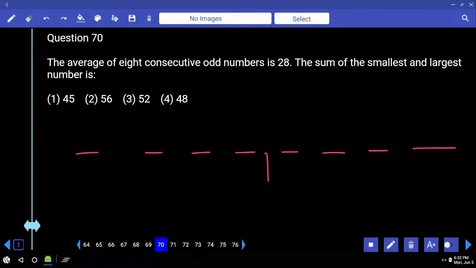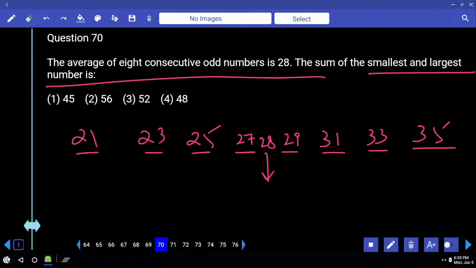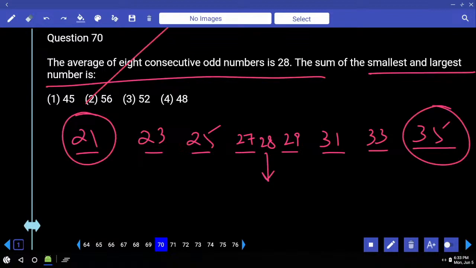the answer will be between these two. So if it is 28, obviously this should be 27 and 29, isn't it? Then this should be 25, 23, 21, 31, 33, 35. So what is the sum of the smallest and largest? Option 2.